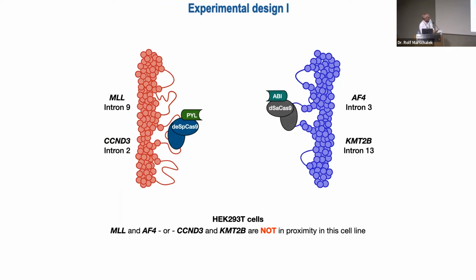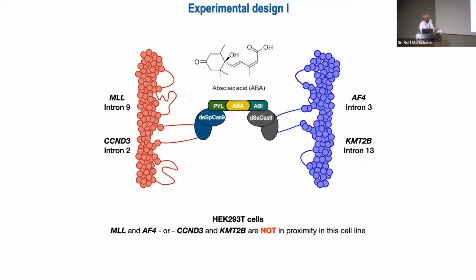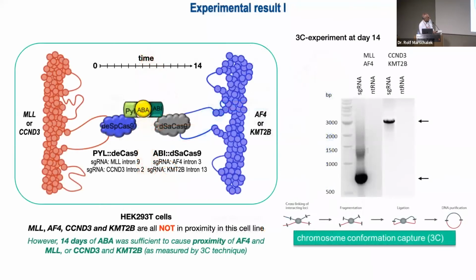And we did a trick. We used a defective Cas9 protein, two different ones, which are fused to a domain which is binding abscisic acid. So when we are putting in a drug in cell culture, this abscisic acid, then we are bringing these chromosomes together. And this takes about 2 weeks to rearrange the nucleus in a way that you bring these chromosomes near to each other. And we can show this by 3C experiments.